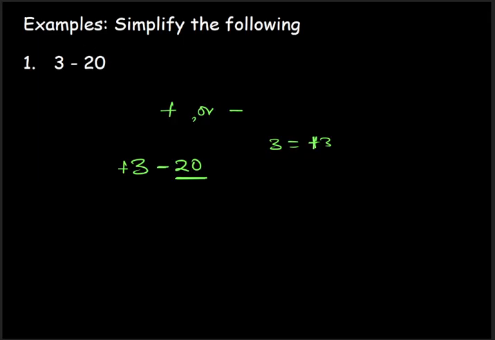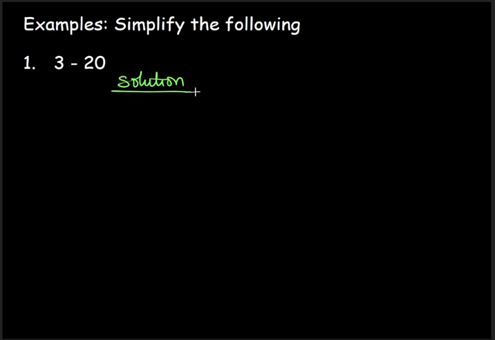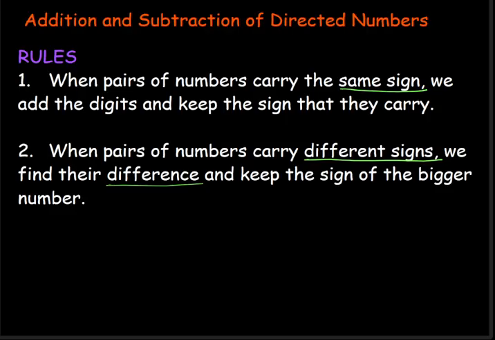Okay, let's check the rules. The first thing we must know is that we must be able to identify the signs of the numbers involved. So 3 minus 20, of course, we have plus here. Same sign or different sign? This is plus and this is minus. So that would be different signs. Let's go back to the rules. Different signs, we find their difference. That means we subtract the numbers and keep the sign of the bigger number.